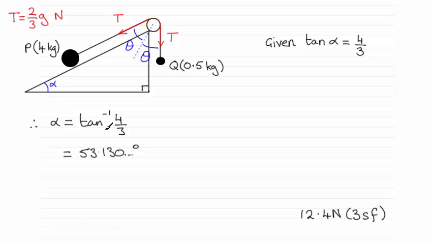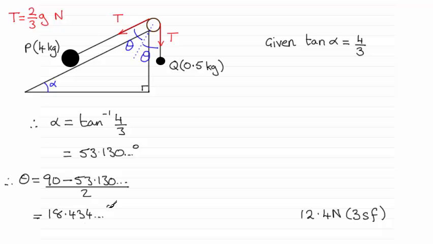Now we know that this angle alpha and this angle up here should total 90 degrees, because coupled with that 90 will give us 180. So to get theta then, theta must be equal to 90 take away angle alpha, 53.130 and so on, and just divide all of that by 2, and that comes to 18.434 and so on degrees.